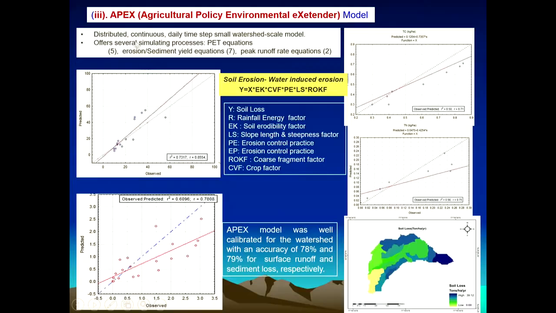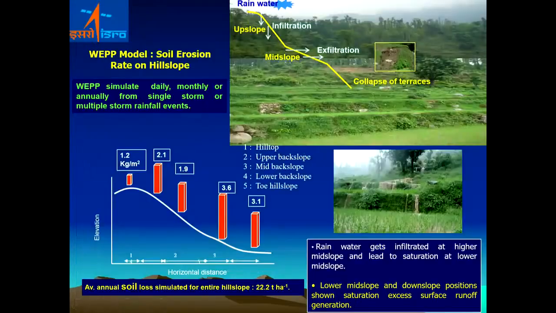Another model we tested is the APEX model. This model is used for estimating soil nutrient loss, nitrogen, phosphorus, potassium, how much is lost, erosion rates and runoff rates. So we can calculate the erosion rates of the watershed, and it is showing that here we are getting high erosion rates, but here the erosion rates are less.